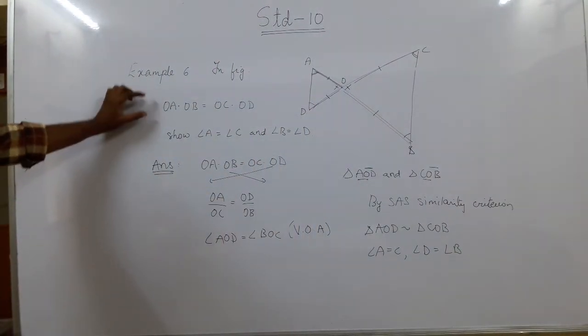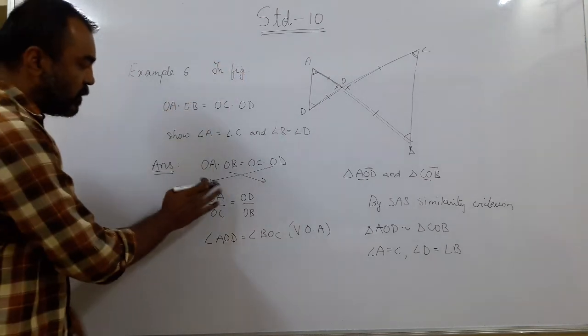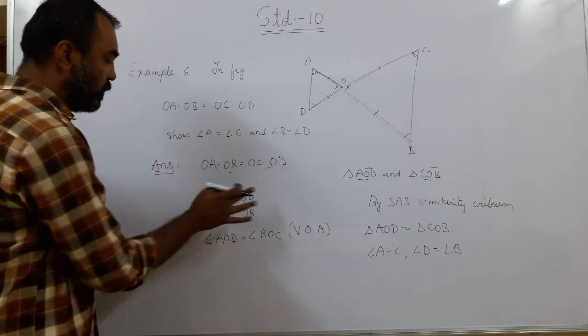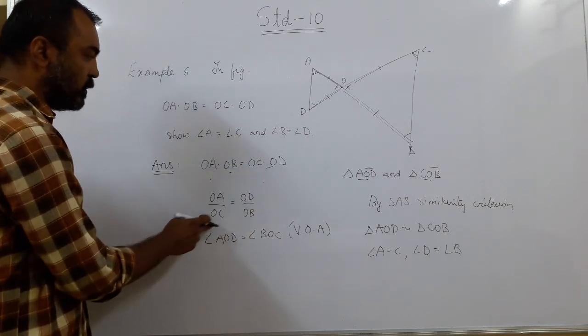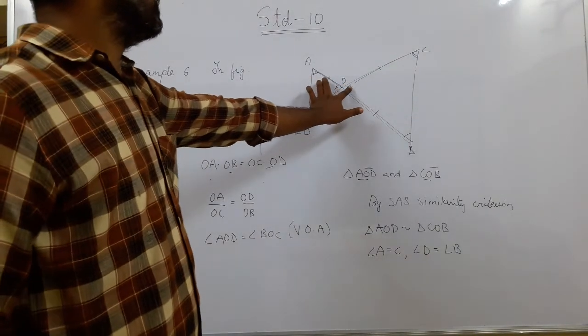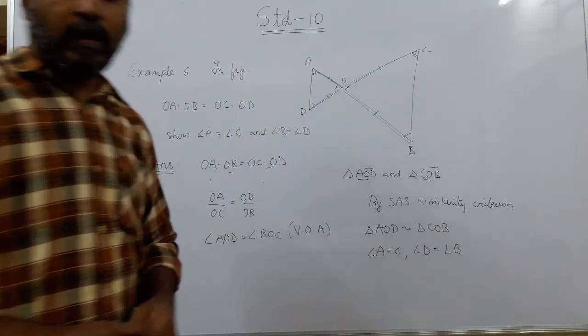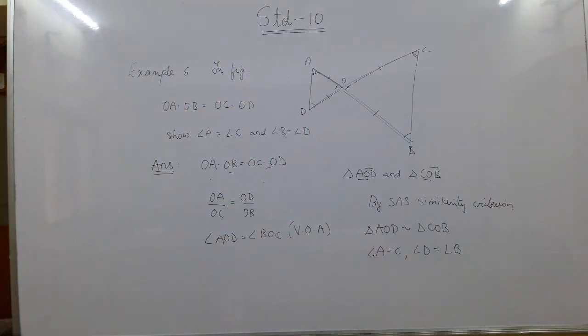Shall we follow? Since this was given in this manner, in multiplication we rearranged it. How we rearranged? OA upon OC equal to OD upon OB. The angles are equal because they are vertically opposite. So by the SAS criterion we have shown the two triangles are similar. So we have done the AAA criterion and did an example on it. We have done the SAS criterion and we have done an example on it. So I hope you have understood this.